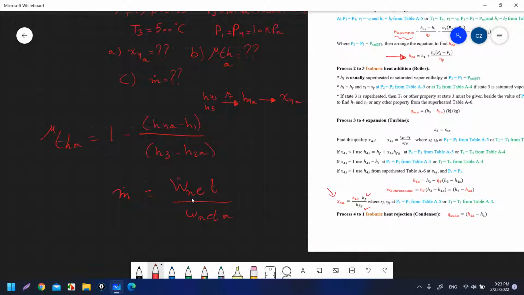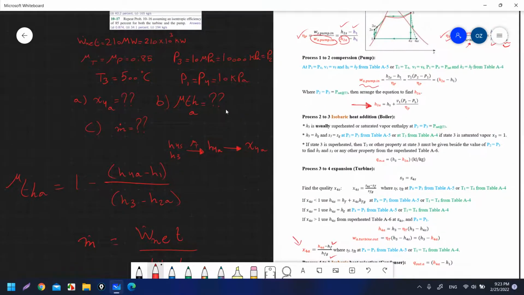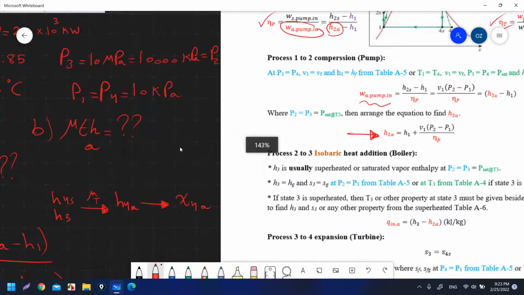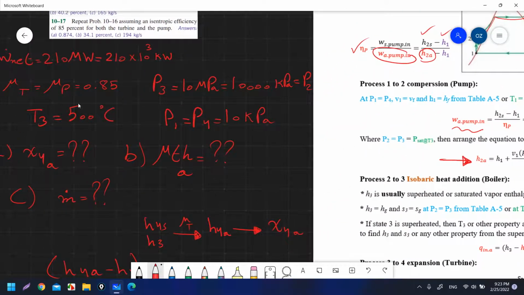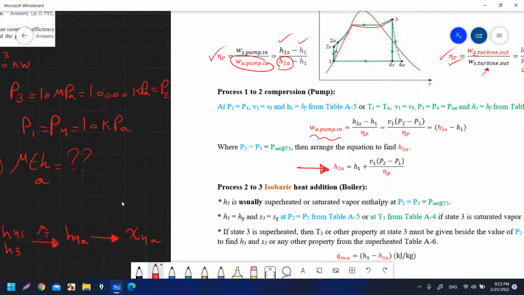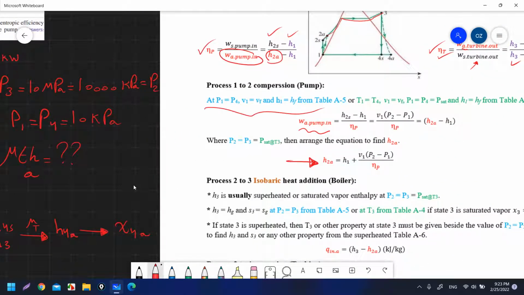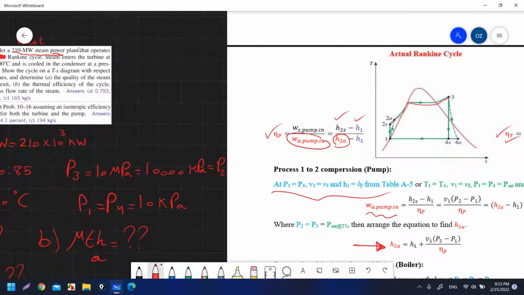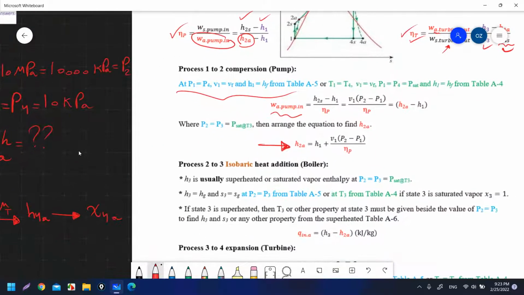As in the ideal Rankine cycle, we need to find all enthalpies for the actual cycle. So let's start with H1. H1 is the same for the ideal or actual Rankine cycle. Here I am given the pressures, so I will use the blue one, and it is steam. Given the working fluid is steam inside the power plant.